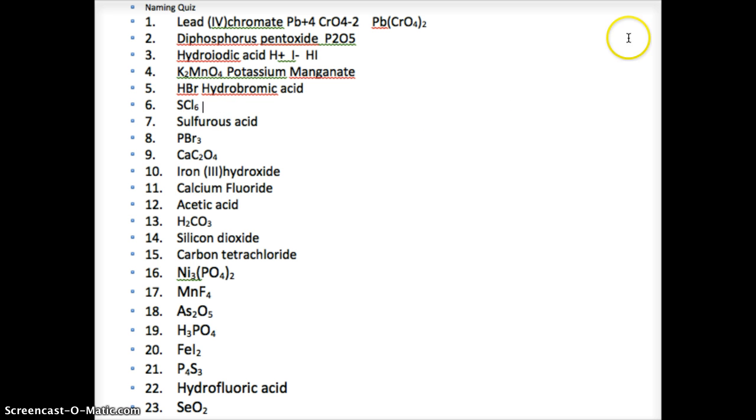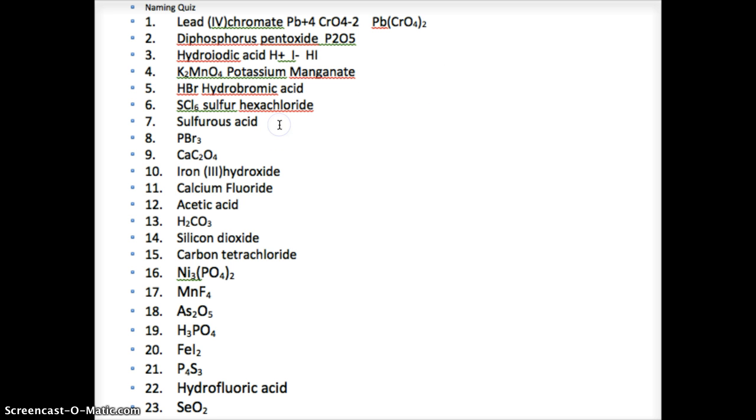Okay, our next one, SCl6. So sulfur is a nonmetal, chlorine's a nonmetal. These are going to be covalently bonded, so this is when we use the mono-di-tri. Remember, if there's a metal at all, you're going ionic, but there is no metal here. These are both nonmetals. So we name the first substance, sulfur. Second substance, there's 6 of them, so hexachloride.